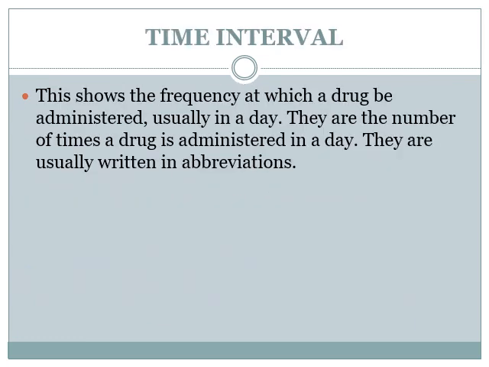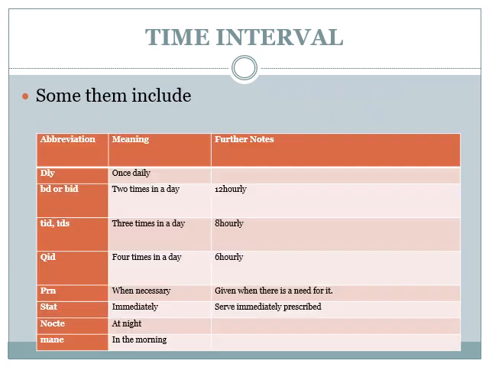Let's look at time interval, how often the drug is supposed to be given, and it's always found in the prescription. Usually when it is written, it tells you how often it's supposed to be given in a day. So when you see DLY or once, it means once daily. The drug should be given once a day. When you see BD or BID, it means 2 times in a day. So the drug should be given every 12 hours.